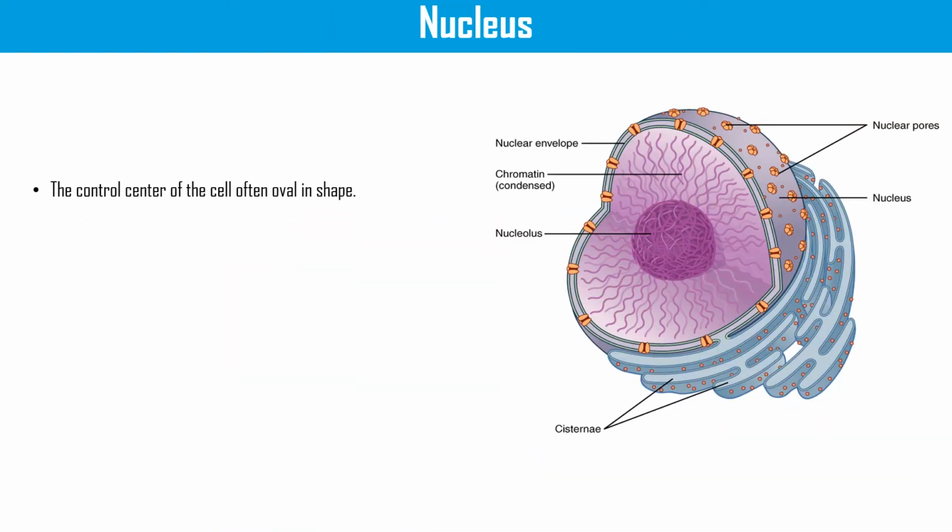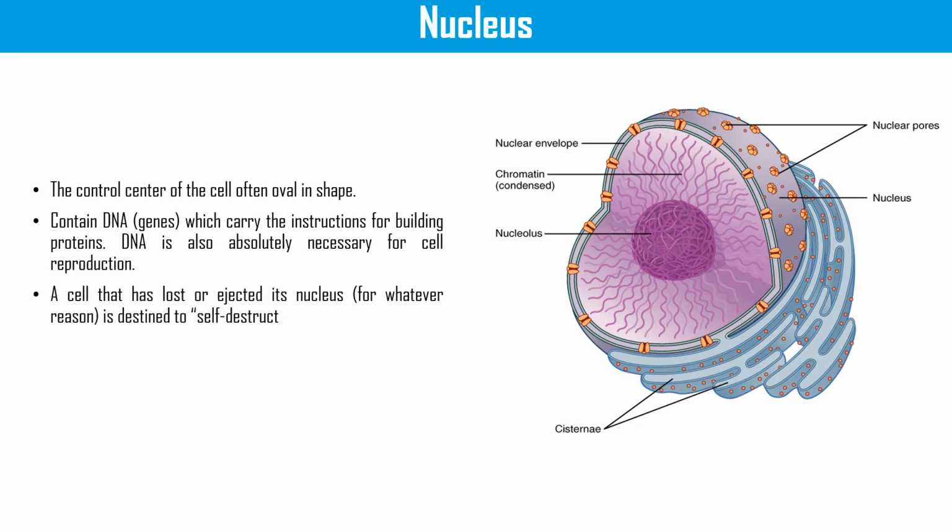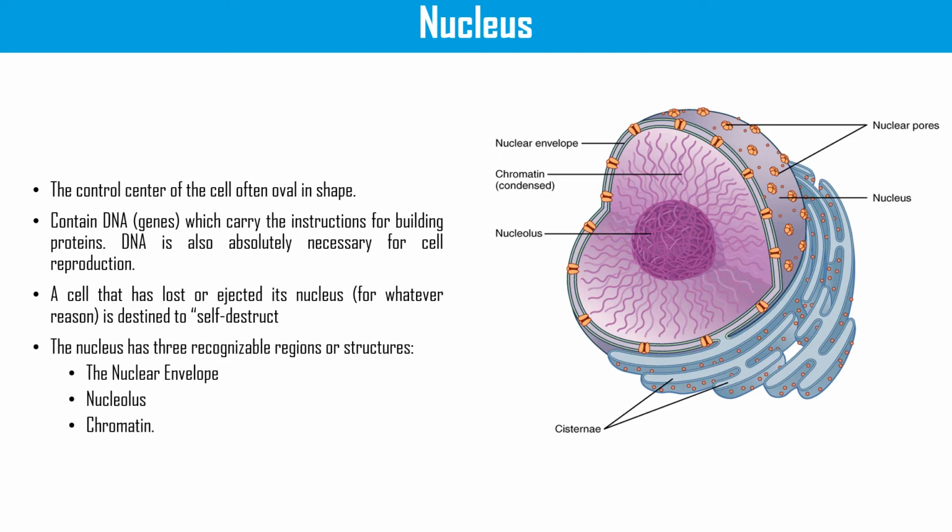Starting with the nucleus. The nucleus is also known as the control center of the cell. It is often oval in shape and contains DNA, which carries genes, the instructions for building proteins. DNA is also absolutely necessary for cell reproduction. A cell that has lost or rejected its nucleus for whatever reason is destined to self-destruct. The nucleus has three recognizable regions or structures: the nuclear envelope, nucleolus and chromatin. We're going to look at each of these in detail.